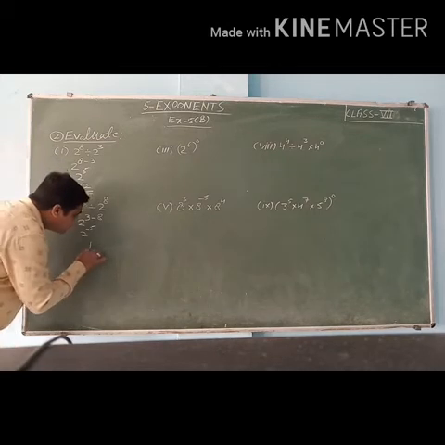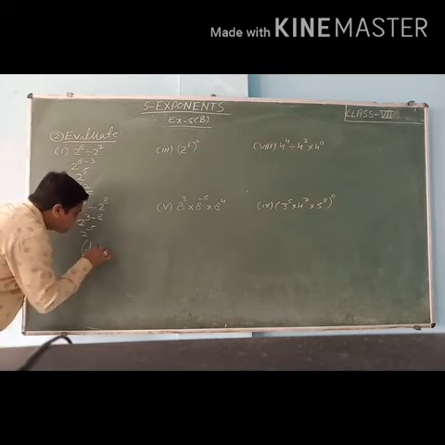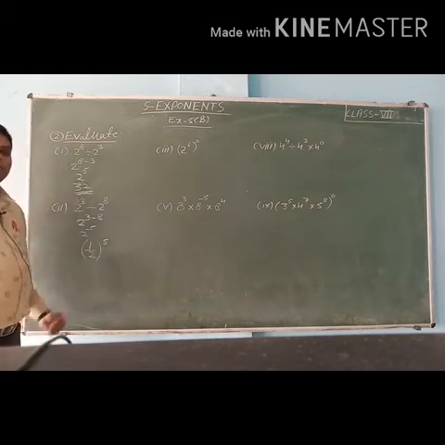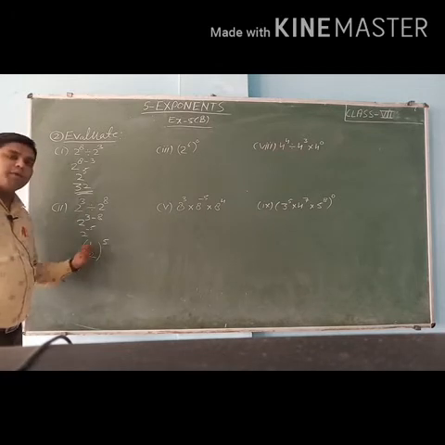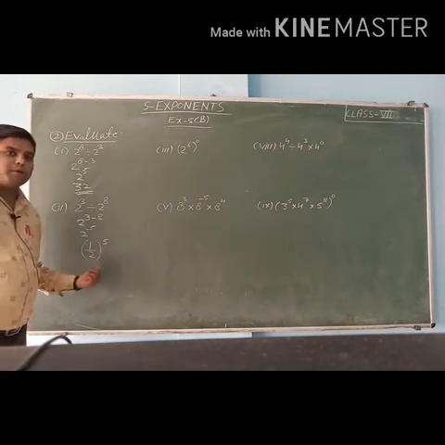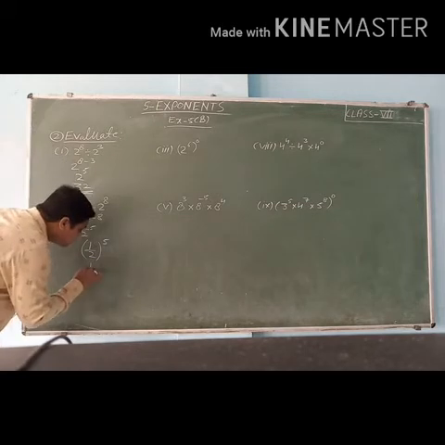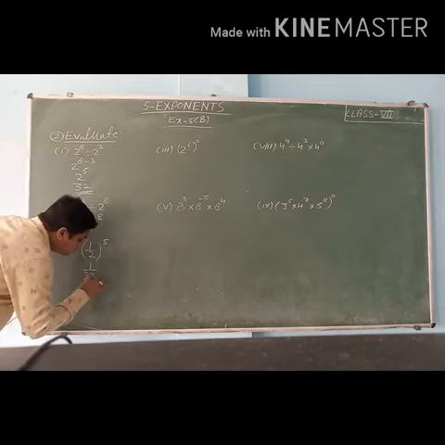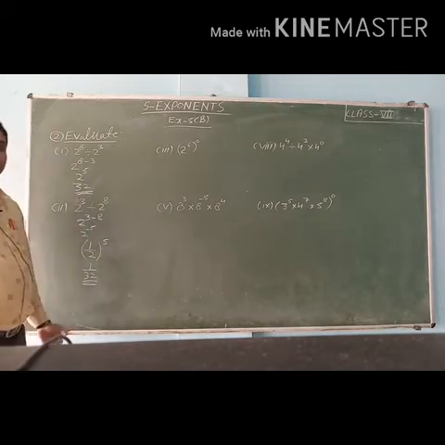It means 1 upon 2 raised to the power 5. So it means 1 upon 2 multiply 1 upon 2 multiply 1 upon 2, 5 times. It means 1 upon 32. So the answer is 1 upon 32.